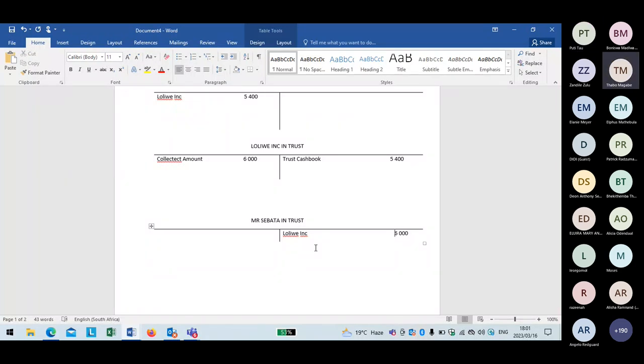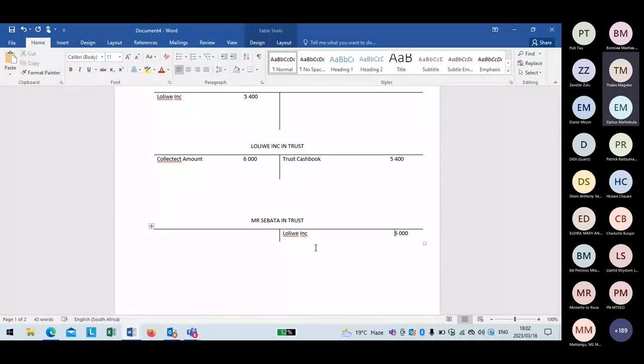Say, go back to the covering message to this question. Can you please read that just under question one? Okay. Your understanding of the matter should start there. Please, let's hear you. It says you receive the following statement from your correspondent, Lollywood Inc., in a matter where they acted for you to collect 6,000 rand from Mr. Zahara for your client, Mr. Sibata. Yes. What is your understanding there?